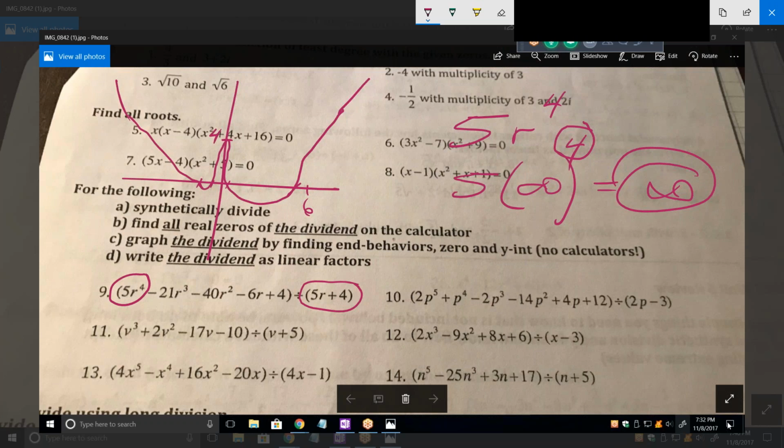So since that's the case, let's look at 11, and we'll solve 11 using the rational factor theorem. Okay?